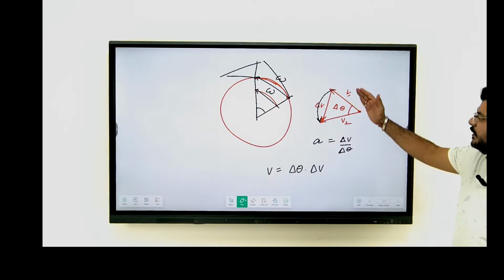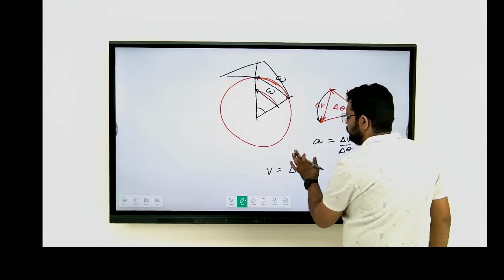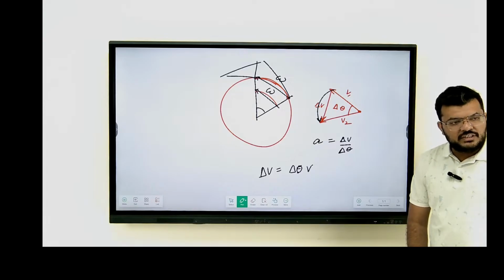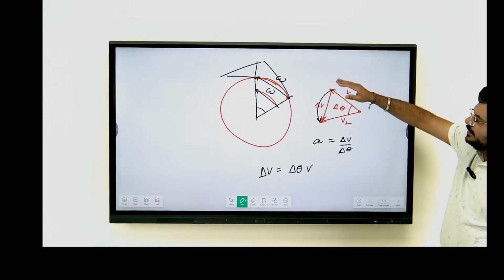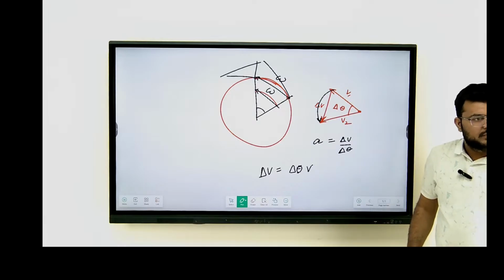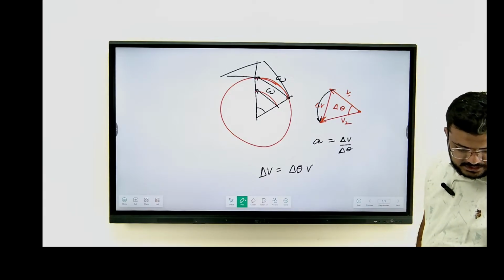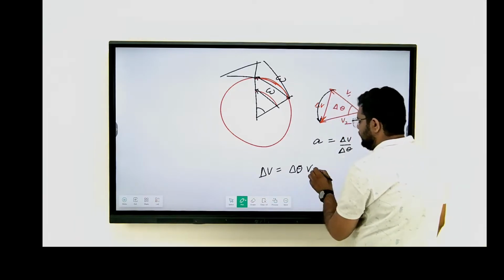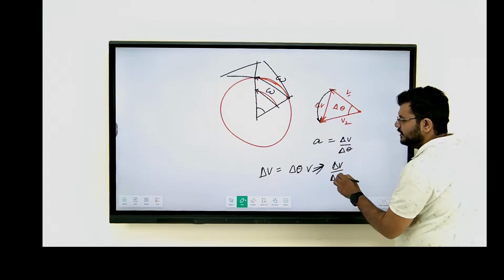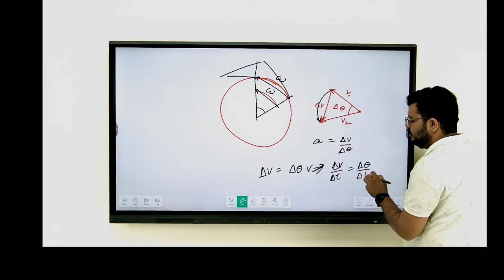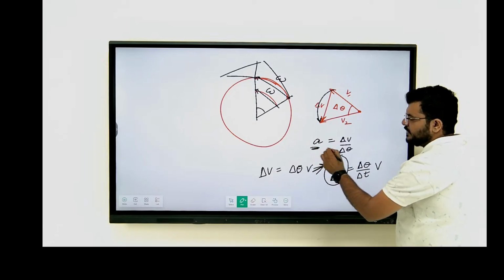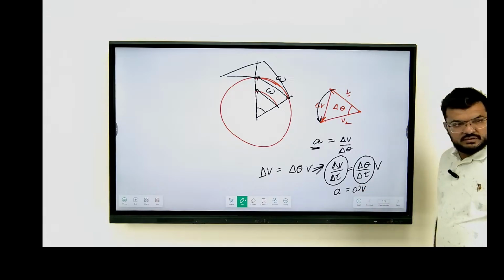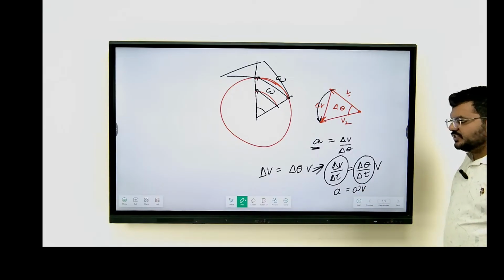right? Angular displacement into the length is equal to the arc length, right? So that is it. Now what you simply do is divide both the sides by delta t. What you will find, we already know that this is acceleration, so acceleration is equal to omega into v. Acceleration is equal to omega into v.